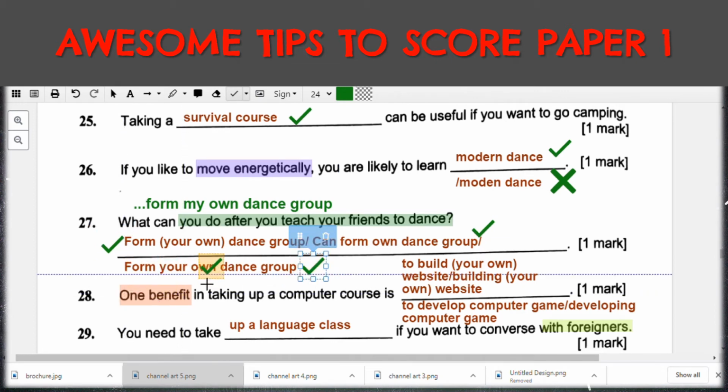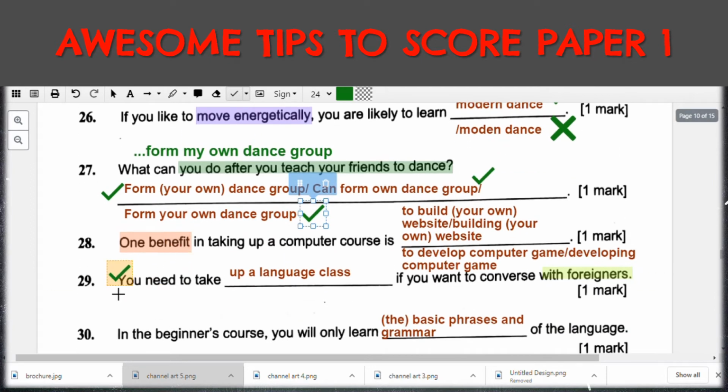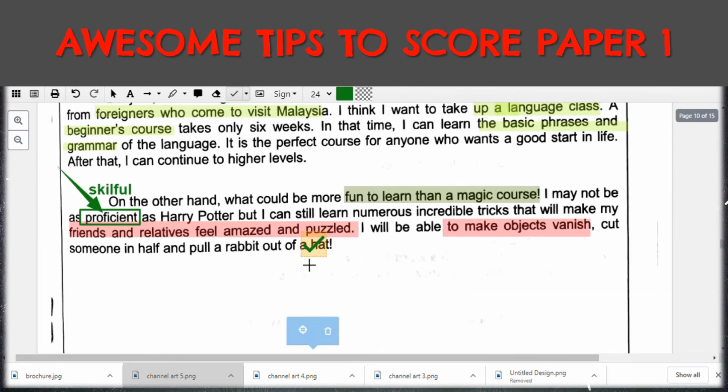1, 2, 3, 4, 5. So these are the correct answers. Now next, question 28 asks for one benefit in taking up a computer course, so look for only one benefit. If in the question there are many, you choose only one.